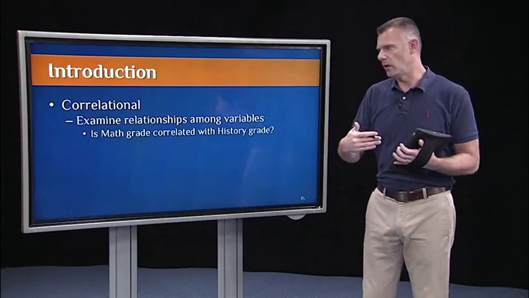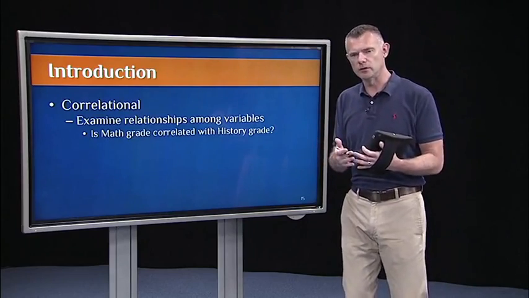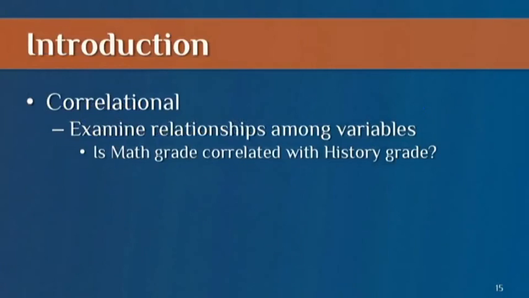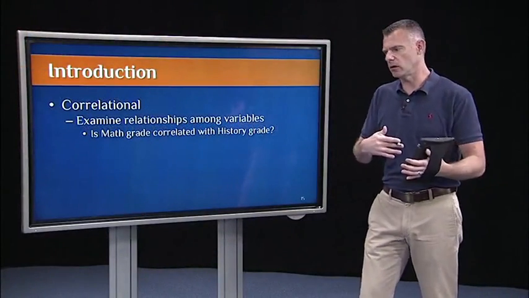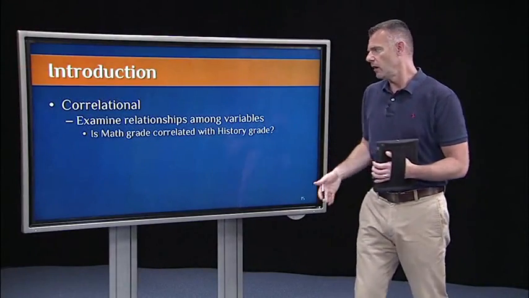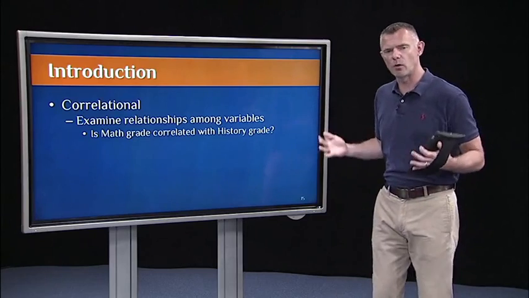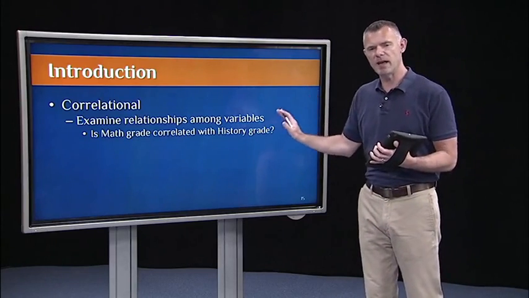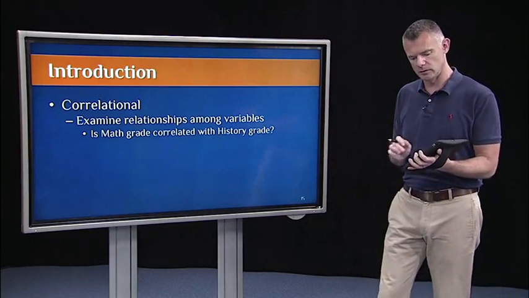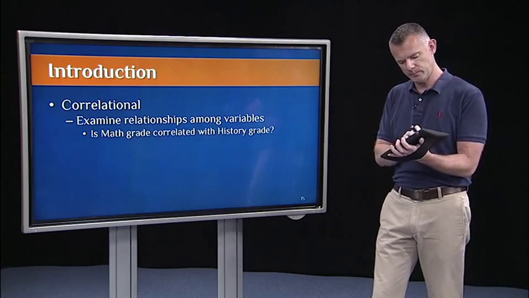Another type of method is correlational research. So we might want to examine the relationship among variables in our data structure. So we might want to say, well, is math grade correlated with history grade? And is history grade correlated with the science grade? Or is age correlated with math grade? All of those are examples of correlational research. And that's going to be the main topic of Lecture 2. We'll spend an entire lecture talking about correlational research and correlational methods.